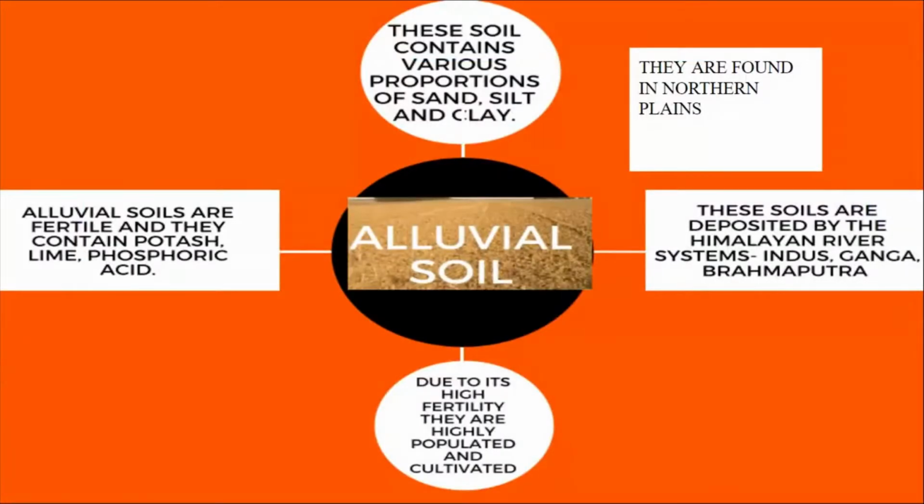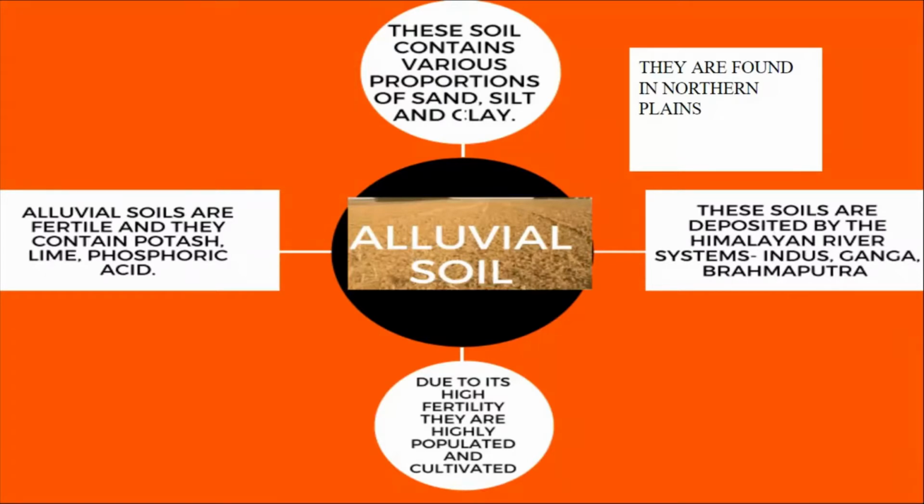Now classification of soil. A very important topic in this whole chapter. Alluvial soils: the soil contains sand, silt and clay. They are found in the northern plains. The soil has more fertility. Due to its high fertility, the soil is highly populated and major crops are grown in this type of soil.